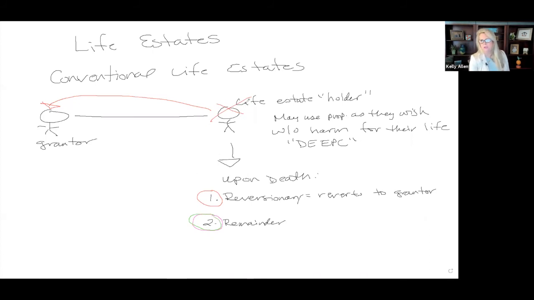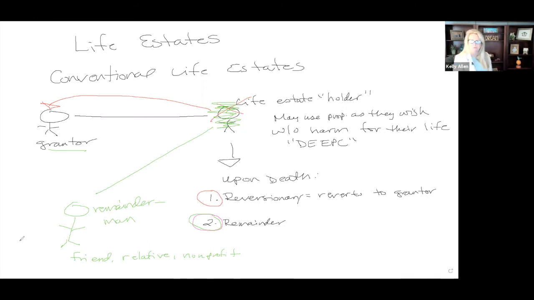Then that means when this person passes away, the ownership of the property will go to someone else, called the remainderman. The remainderman could be anybody. It could be a friend of the original grantor, and the original grantor will name who the remainderman is. It could be a friend, a relative. Technically, just for giggles, it could be a nonprofit. I mean, who knows? It could be anyone as the remainderman.